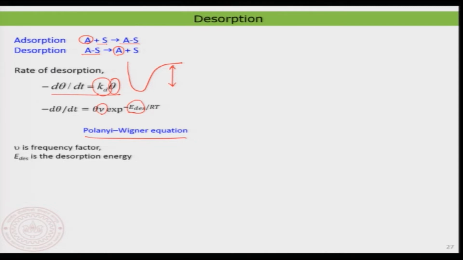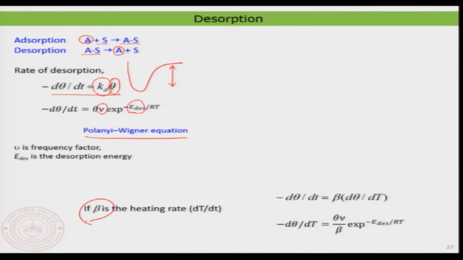Now one more important factor we need to consider. Here we are only looking at the rate of desorption as a function of temperature, meaning the change in the coverage of the adsorbate. But we need to also consider the heating rate. The heating rate, represented by beta, that means dT by dt, is related to the d theta by dt in this way. So you can rewrite the same equation using beta like this.